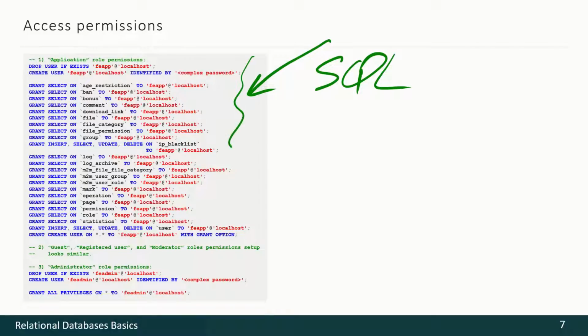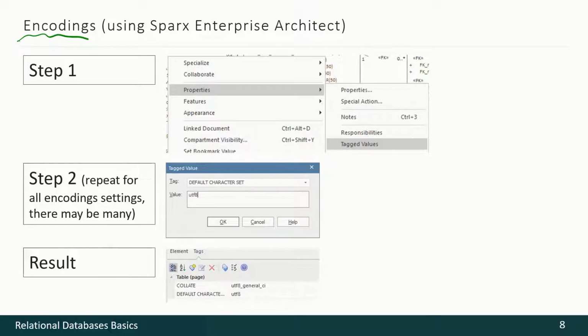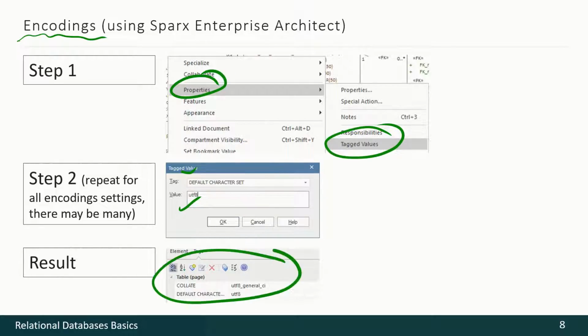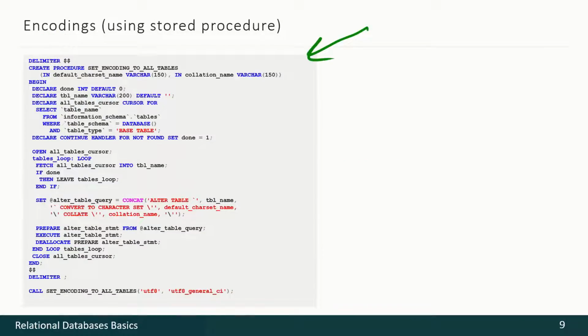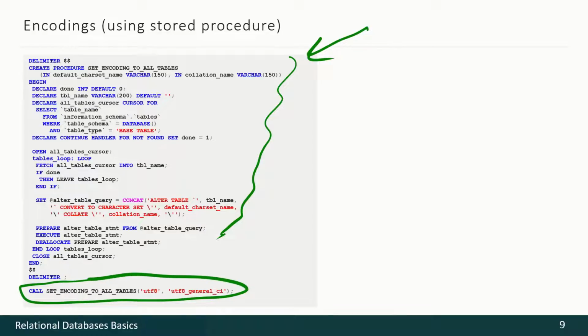So this is just the code itself, and we of course should change those placeholders for real passwords and then execute the code. For encodings there are several ways how to deal with them. We may use properties of a table, open tagged values, add those tagged values, and here's the result. Or, for instance, we may create such a stored procedure and then just call this procedure and it will set proper encodings for all tables in our database. In a couple of minutes we shall see how it works.